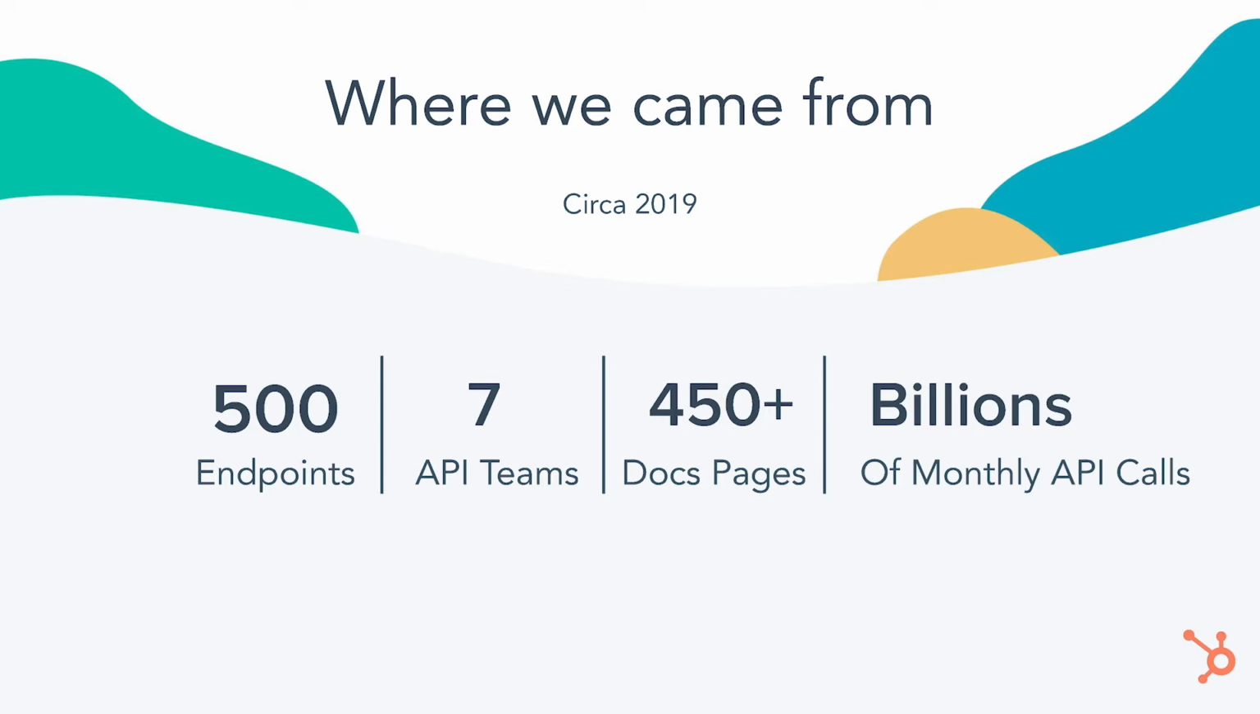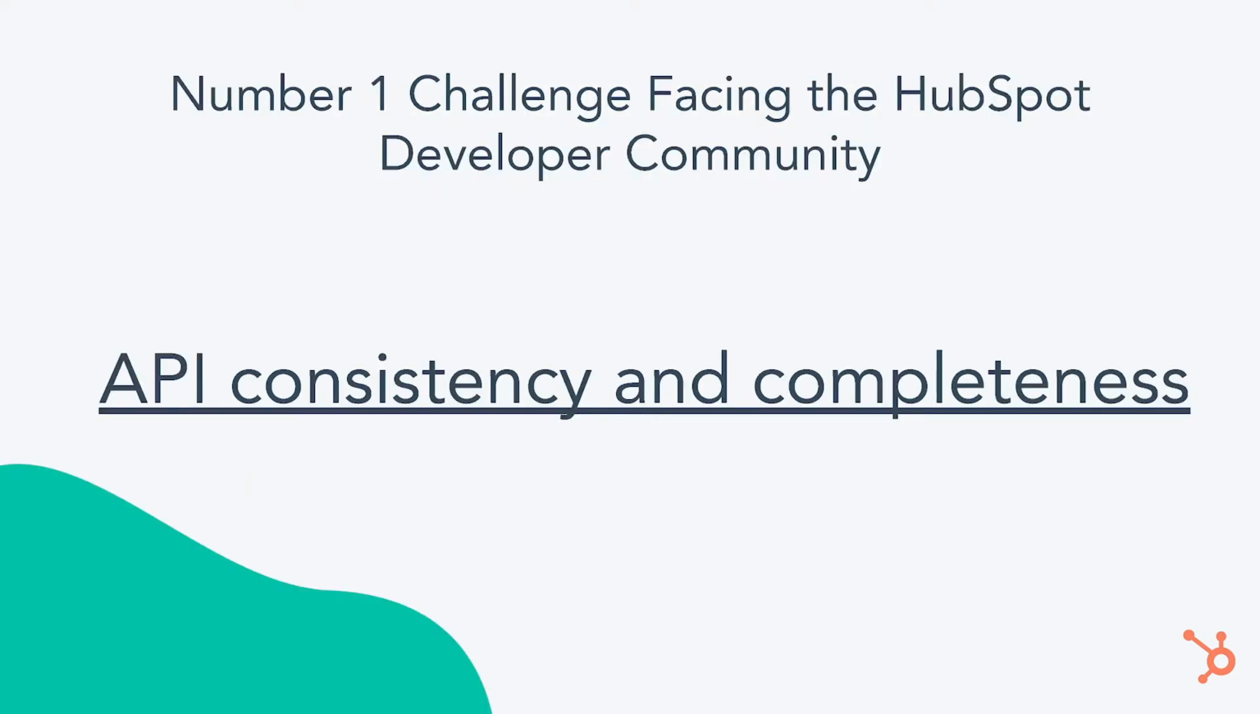The same autonomous teams that allowed us to grow at lightning speed also created a lot of friction for our developers. Without a shared framework for usability and consistency, our APIs were creating a lot of pain for developers. From the feedback that we received in our developer NPS surveys and through other customer feedback channels, API consistency and completeness was the #1 challenge facing our developer community.